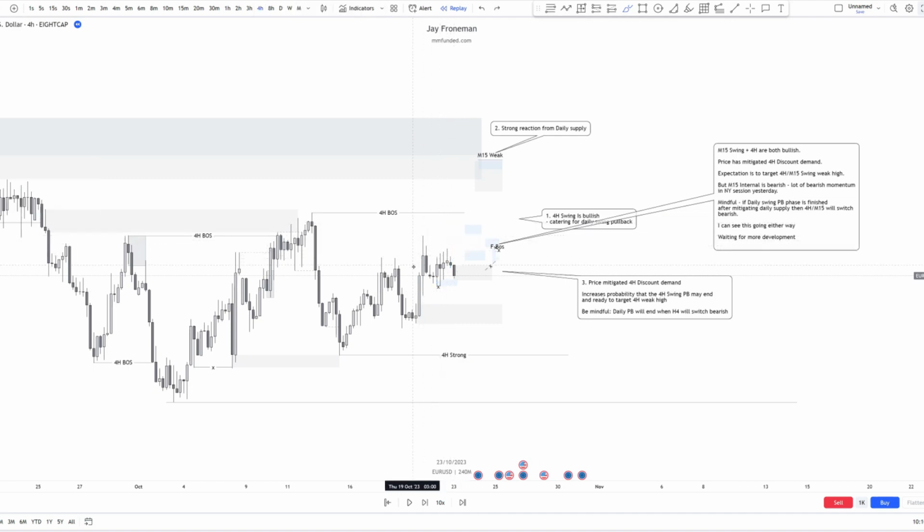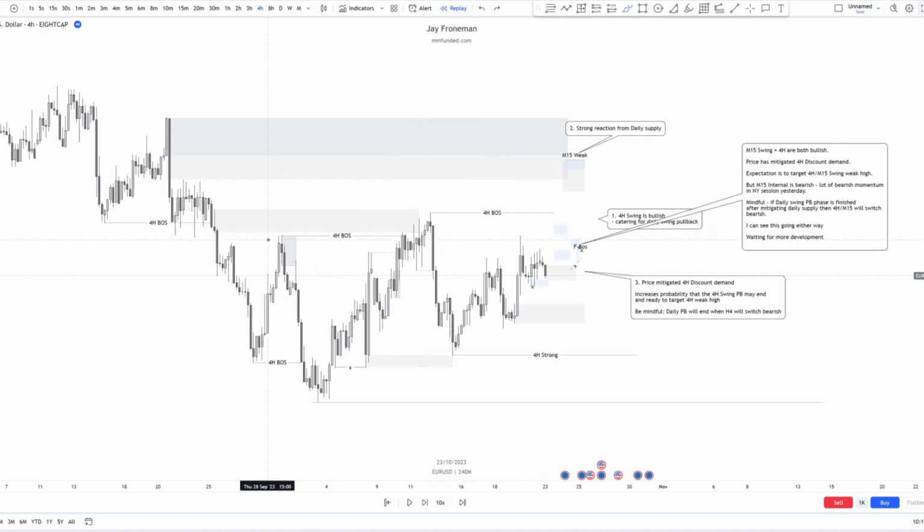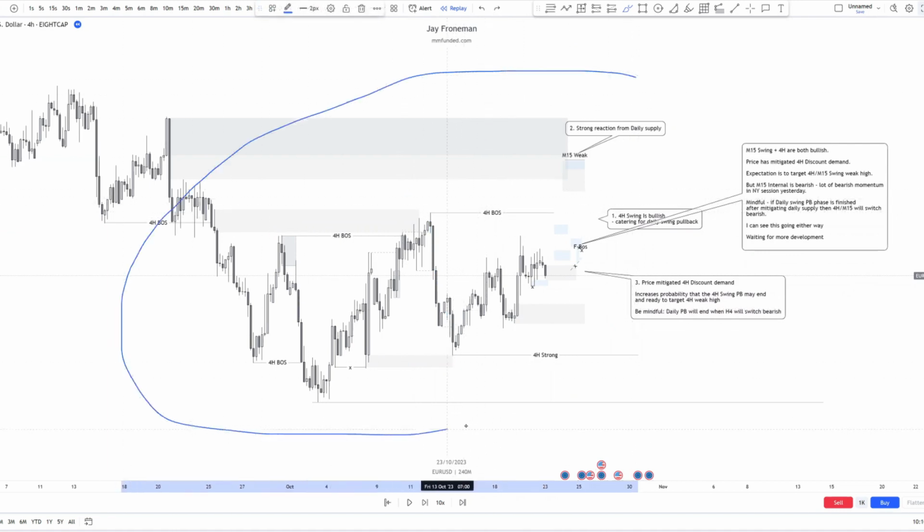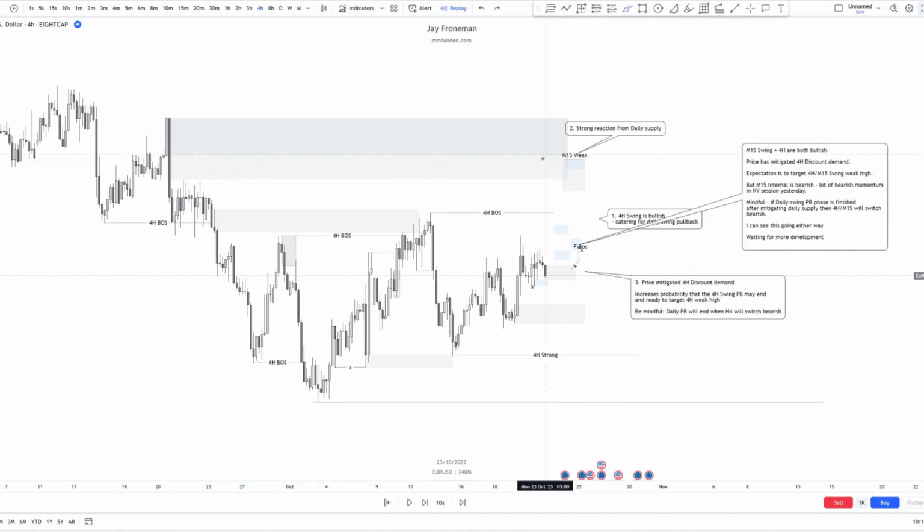Our 4-hour structure was bullish, understanding we've had this 4-hour break of structure to the upside, this 4-hour pullback mitigation into demand. So all of this was in line with the higher time frame intention to continue targeting these weak highs. And also understanding all of this is a part of a daily pullback phase. And we know that price is due for more of that daily pullback.